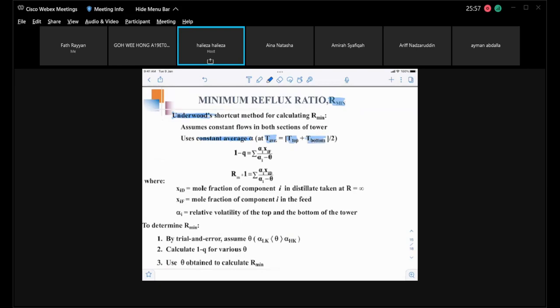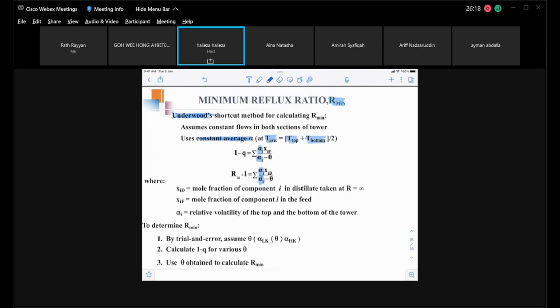So the boiling point that you obtained at the very beginning of the example and the dew point that you obtained at the very beginning will be used here to get the average temperature. At that average temperature, you will get your relative volatility. Yeah. You will get your relative volatility at that average temperature.